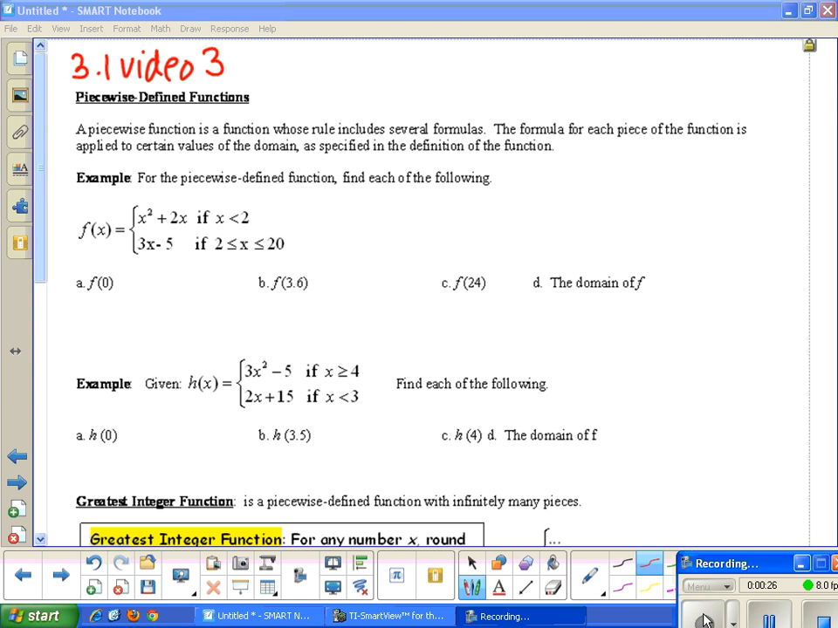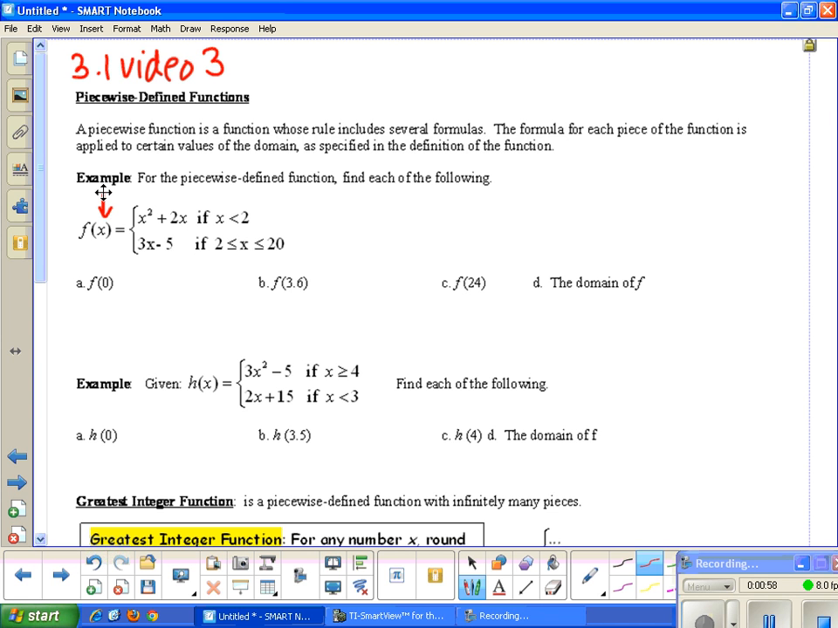Now, again, a piecewise defined function, we're given a rule for the function which has several formulas. For this one, notice that we have f of x equals, so this is the top one, x squared plus 2x, if x is less than 2. So for x values less than 2, we're only going to use the top equation. And 3x minus 5, we're only going to use if we have x values in between 2 and 20, including 2 and 20.